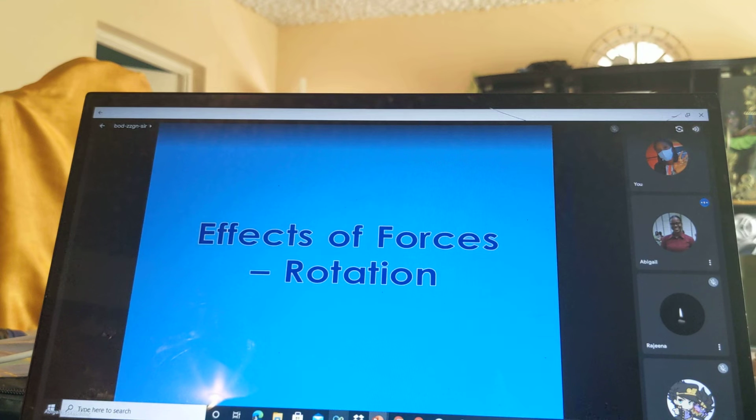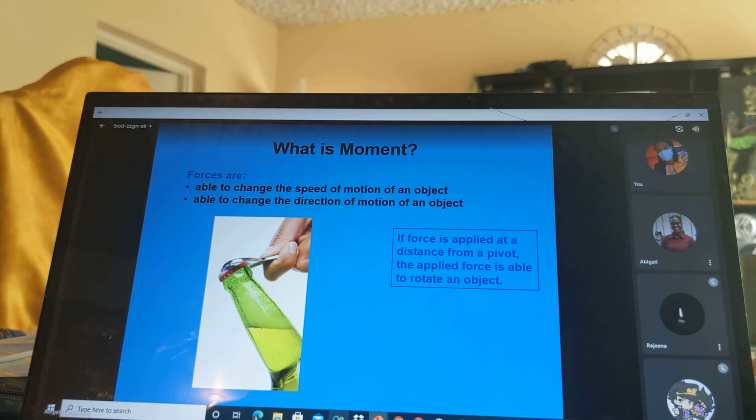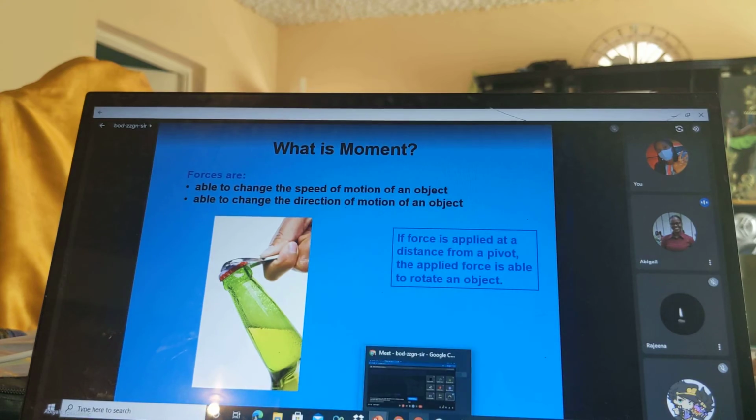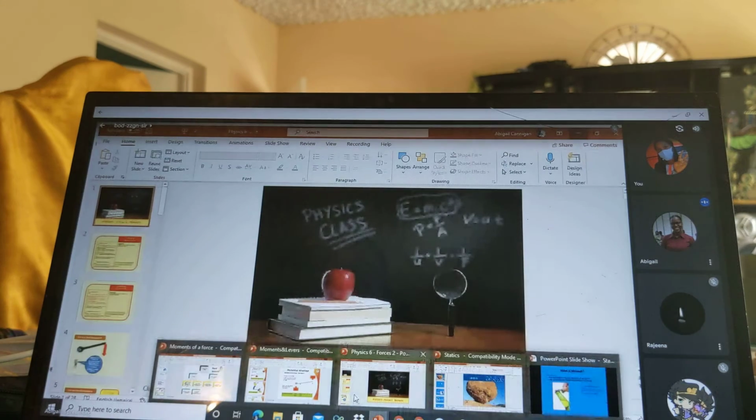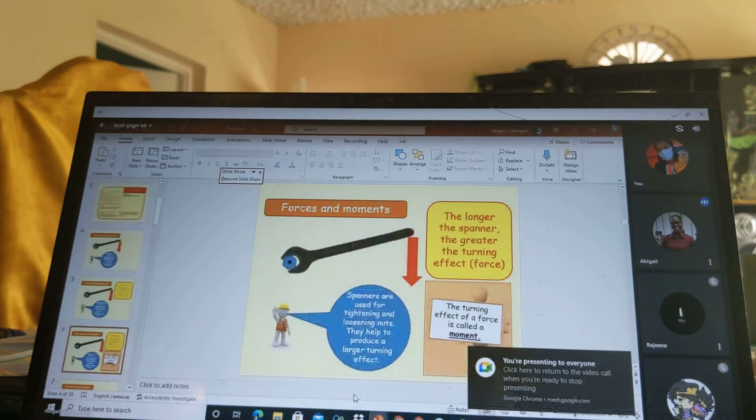So let us talk about rotation. Rotation is the turning effect of a force about a point. We call that rotation. Effects of a force. Now forces are able to change the speed of the motion of an object, and they are also able to change the direction of an object. They are able to change both the speed and the direction of the object.